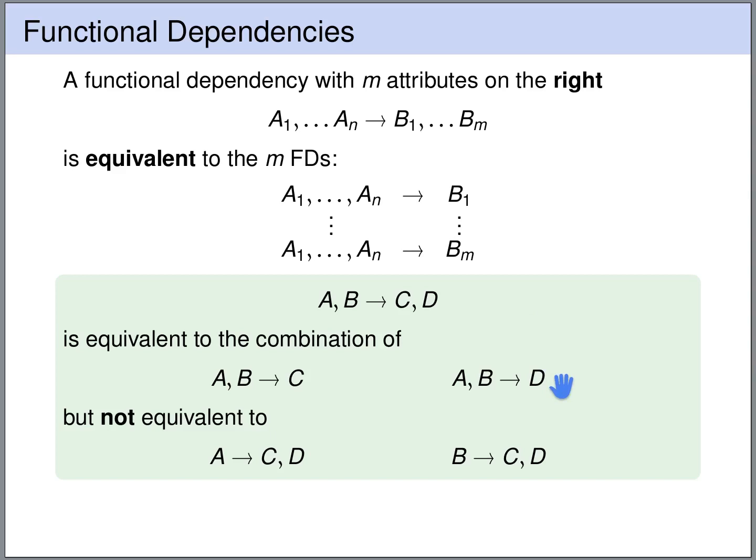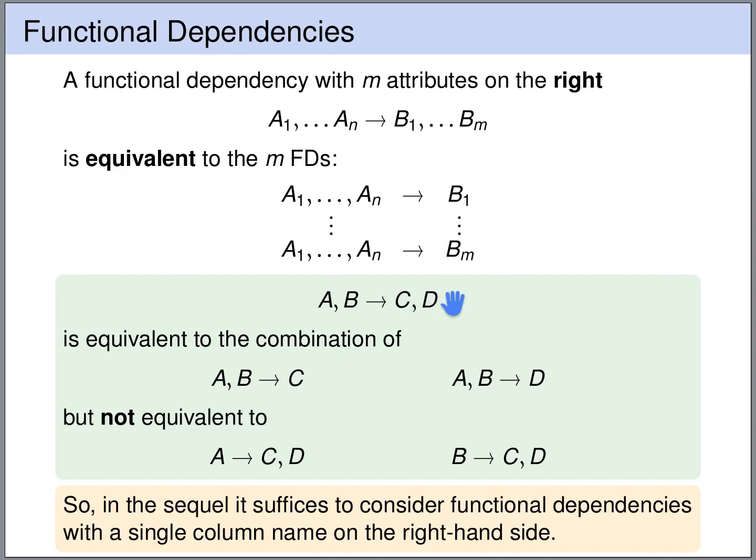But it's important to understand that this is not equivalent to saying that A uniquely determines the value of C and D, and B uniquely determines the value of C and D. Here, we have to know the values of A and B together. We have to know both values in order to know what the value of C and D is, whereas here we are saying that it's already enough to know the value of A in order to know what C and D are. And it's also enough to know the value of B in order to know what C and D are. This is not the same as the original statement, whereas this formulation is equivalent to the original statement.